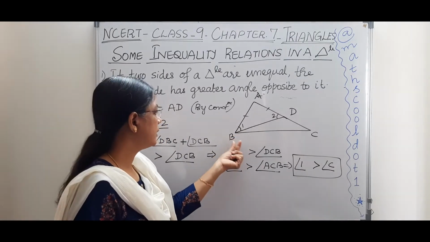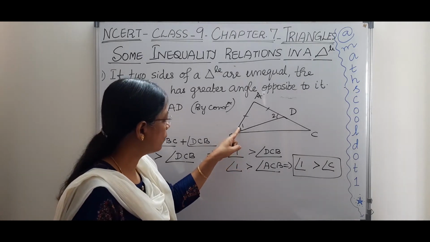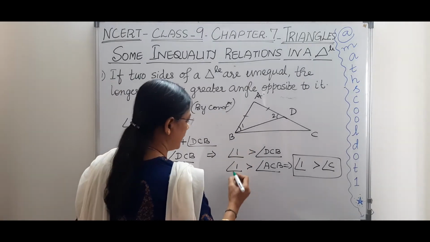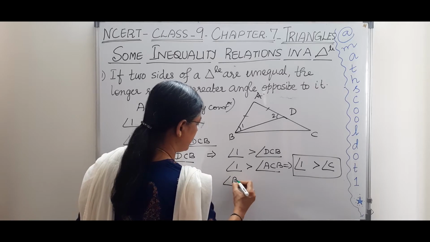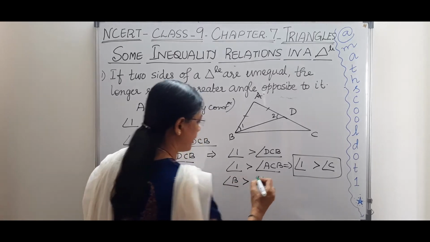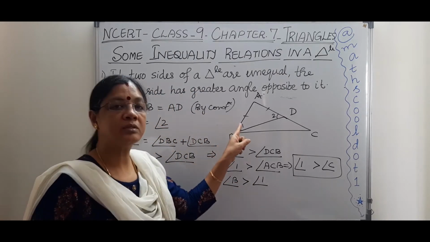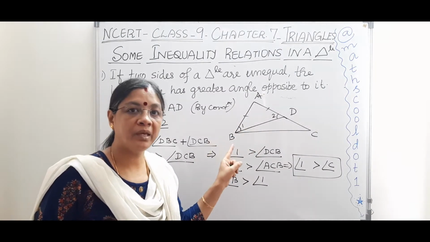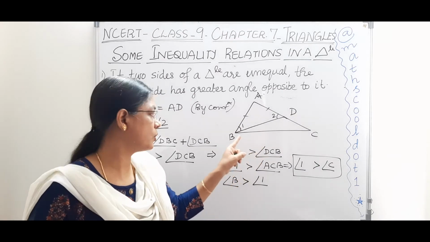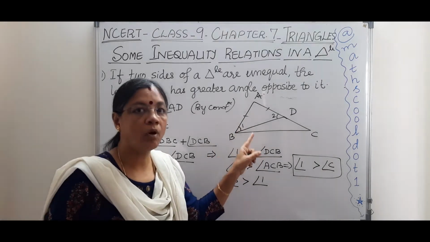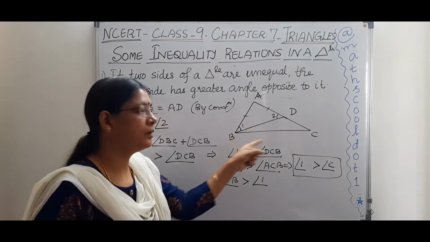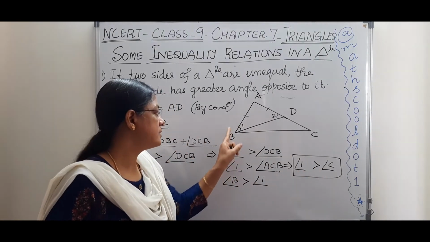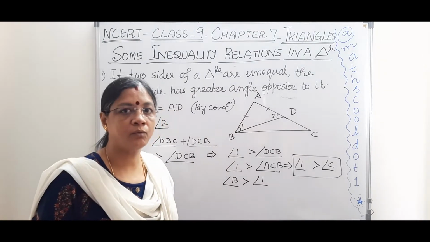Angle B is a sum of angle 1 and angle DBC, right? So we can write angle B is greater than angle 1, because B includes angle 1, which means angle 1 is less than B, or B is greater than angle 1, right? Because angle B is the sum of angle 1 and angle DBC, isn't it? So I can write angle B is greater than angle 1. Do you understand what I am saying?